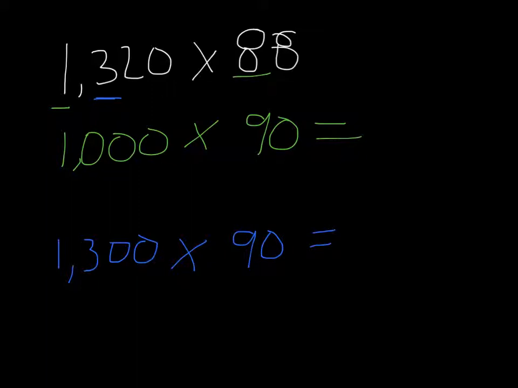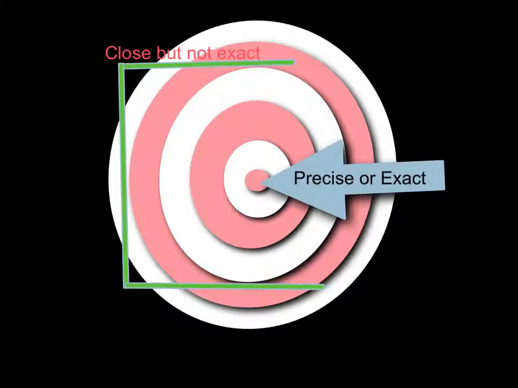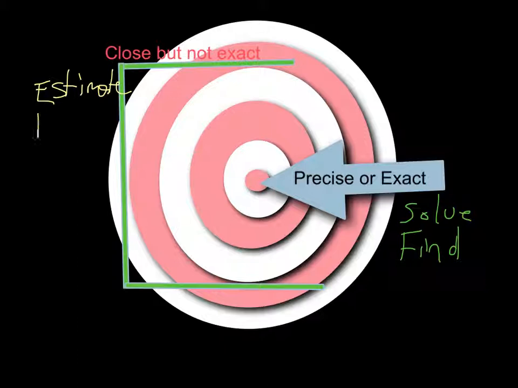Another way to look at it is think of it as a bullseye. If I'm looking for something that is precise or exact, you're going straight into the middle here. The way that you would signal that is with words like solve or find. That tells you that I'm looking for something precise. Something that is close but not exact, you might use the words estimate or about. And you will go from there.